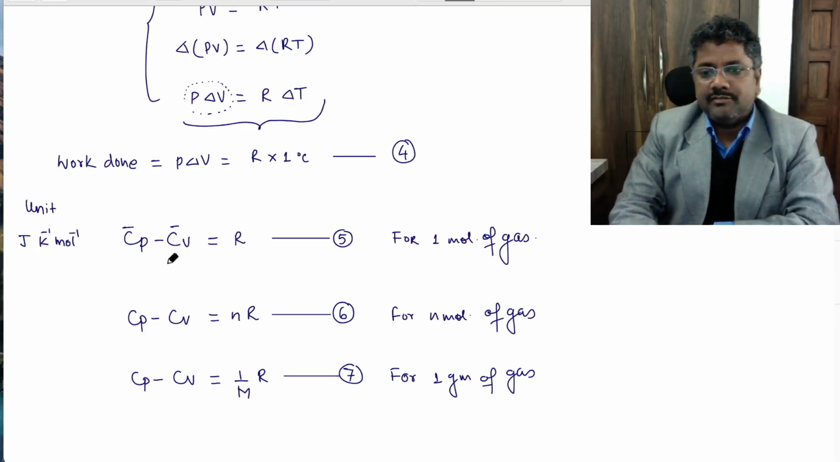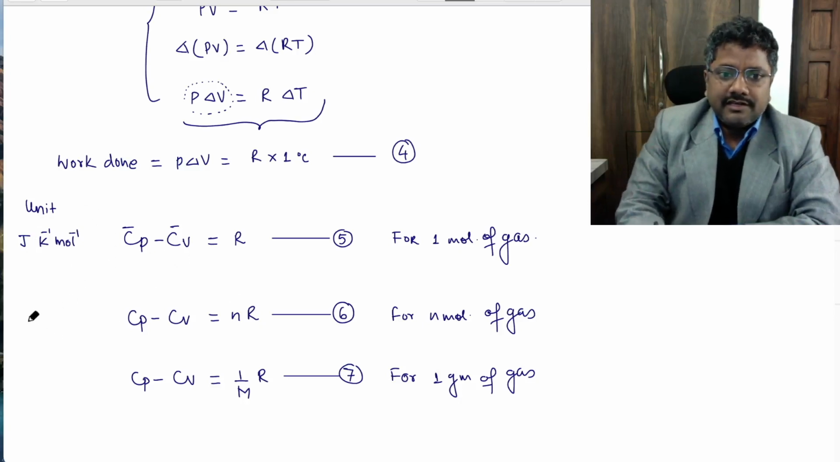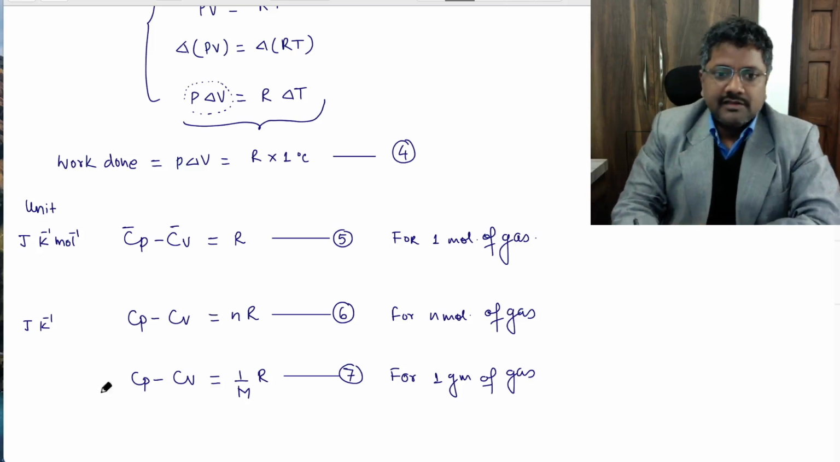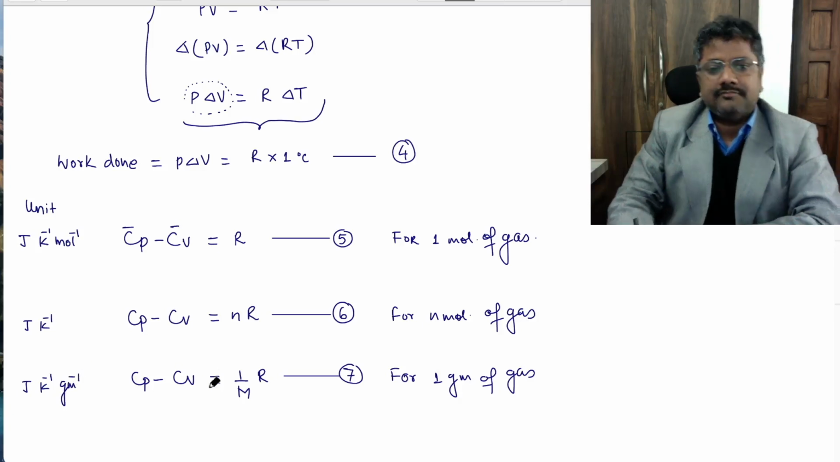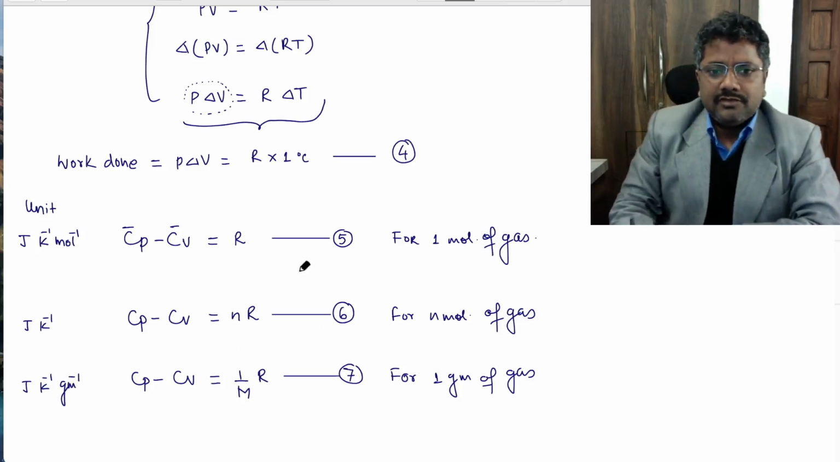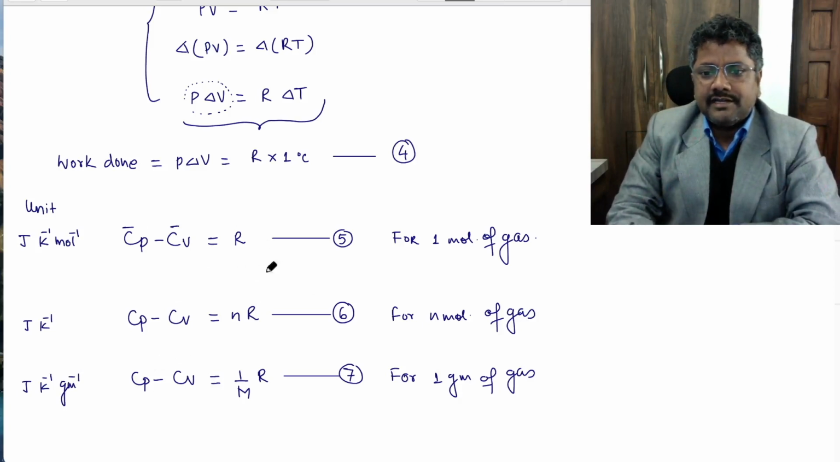Whether you take CP or CV, both have the same unit. So in the first case, this is the unit. In the second case, the unit is joules per Kelvin of CP or CV. And in the third case, the unit is joules per Kelvin per gram. So if you want, you can check the unit of the left hand side and the unit of the right hand side should be the same. So here the unit of R is joules per Kelvin per mole.